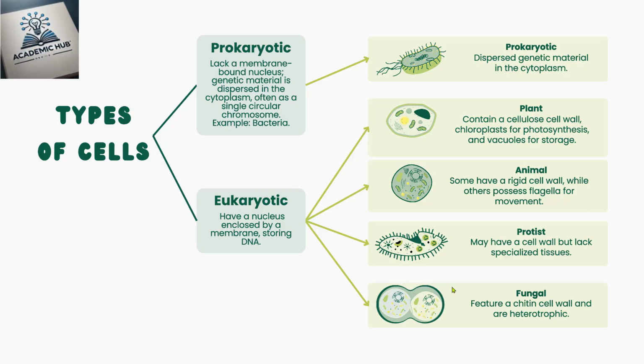Lastly, we would like to say that eukaryotic cells are more advanced than prokaryotic cells and come in various forms. Plant cells perform photosynthesis, animal cells are specialized for movement and functions, protists are diverse but simple, and fungal cells act as decomposers. These variations allow eukaryotic organisms to thrive in different environments and perform complex biological processes.